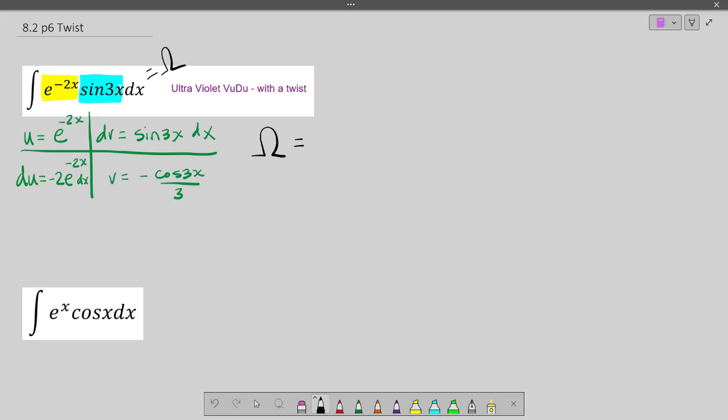So this whole integral is going to equal u times v, main diagonal, uv, so that's minus a third e to the negative 2x multiplied by cosine 3x. So there's uv minus the integral of v du.